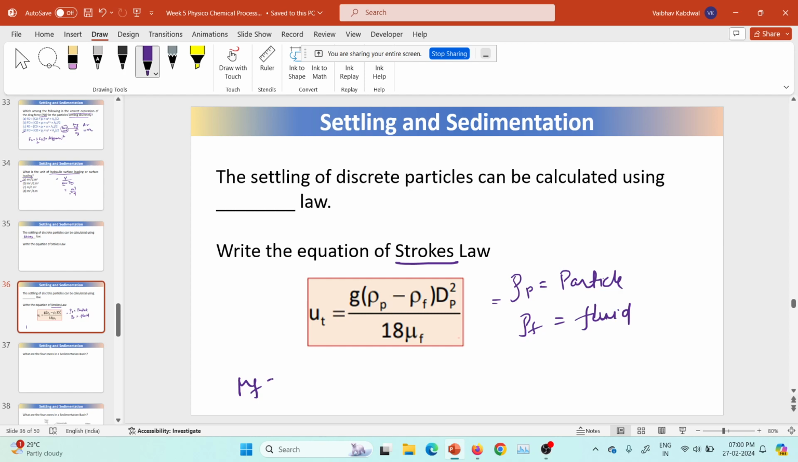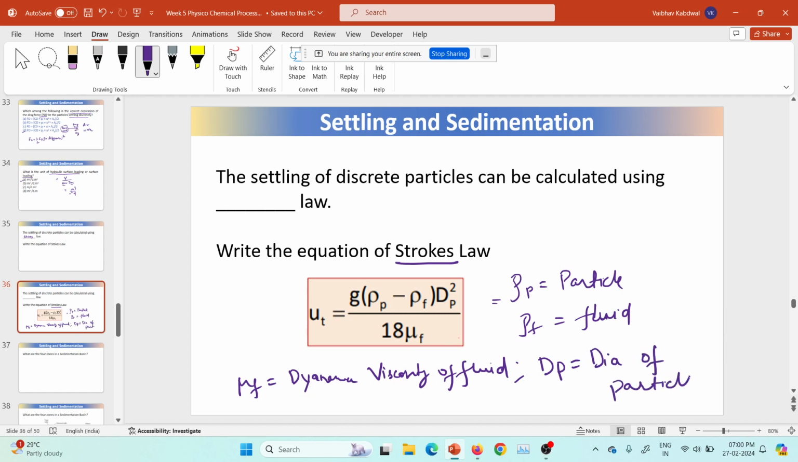mu f is the dynamic viscosity of the fluid, and dp is the diameter of the particle. The unit of dynamic viscosity is Newton second per meter square. dp is in meters only.